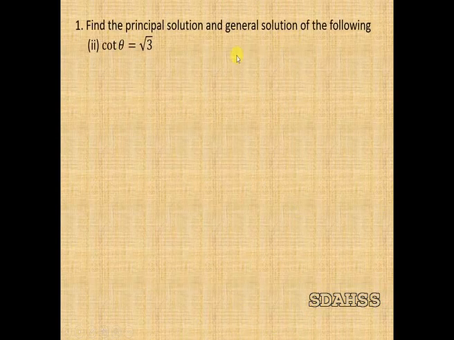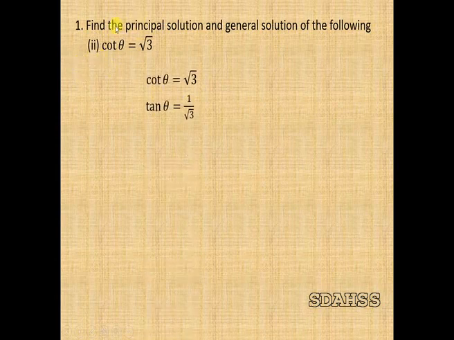Subdivision 2. Cot theta is equal to 1 by root 3. Cot theta is equal to root 3. Cot theta can be written as 1 by tan theta. Take reciprocal on both sides. So cot theta, its reciprocal is tan theta, which is equal to 1 by root 3. We know that 1 by root 3 is tan 30. So 30 can be written as pi by 6. So tan theta is equal to tan pi by 6.